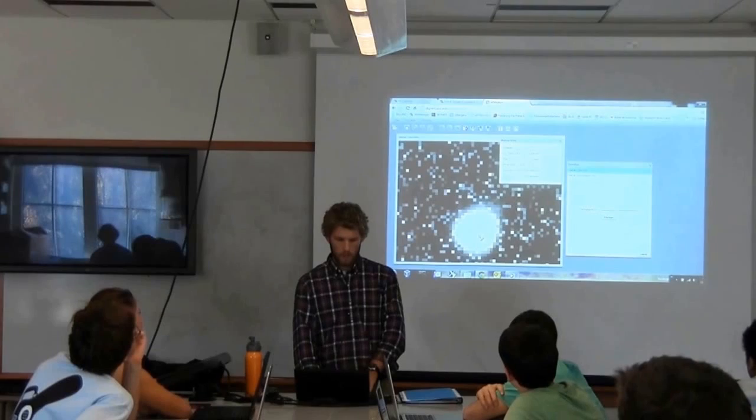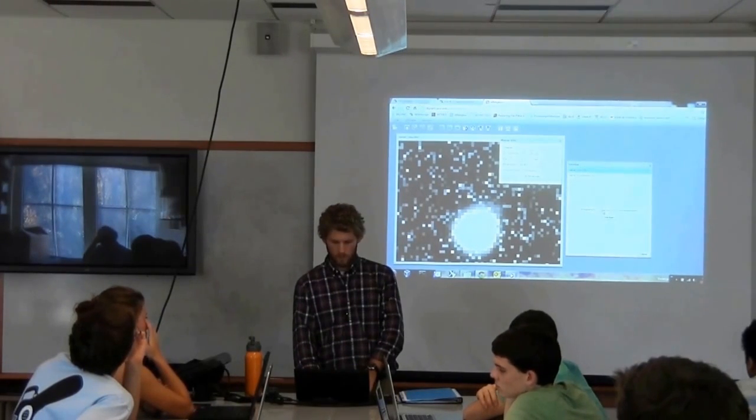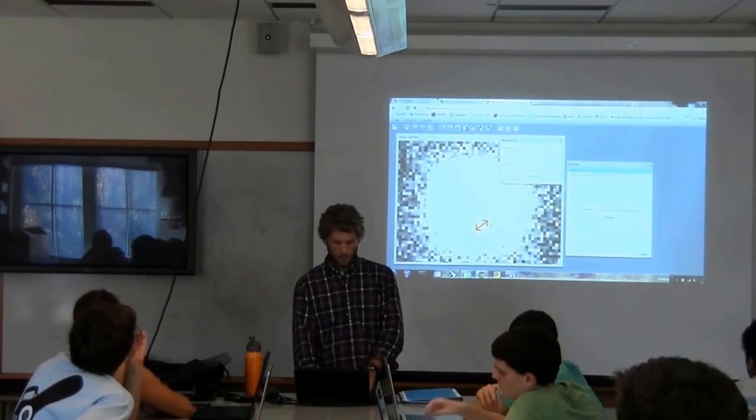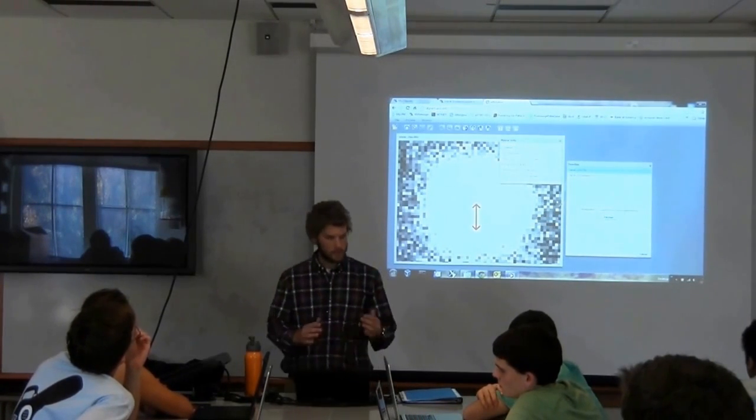Select my ruler tool, click on the center of the object in one image, slide over so you're on the other one, and find the center in that one. And that's your angular shift.